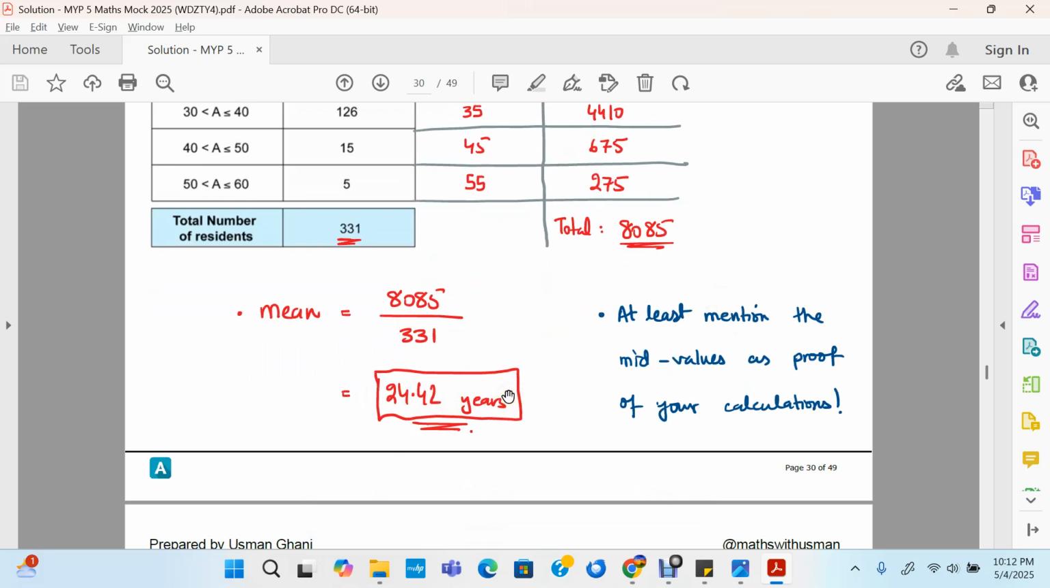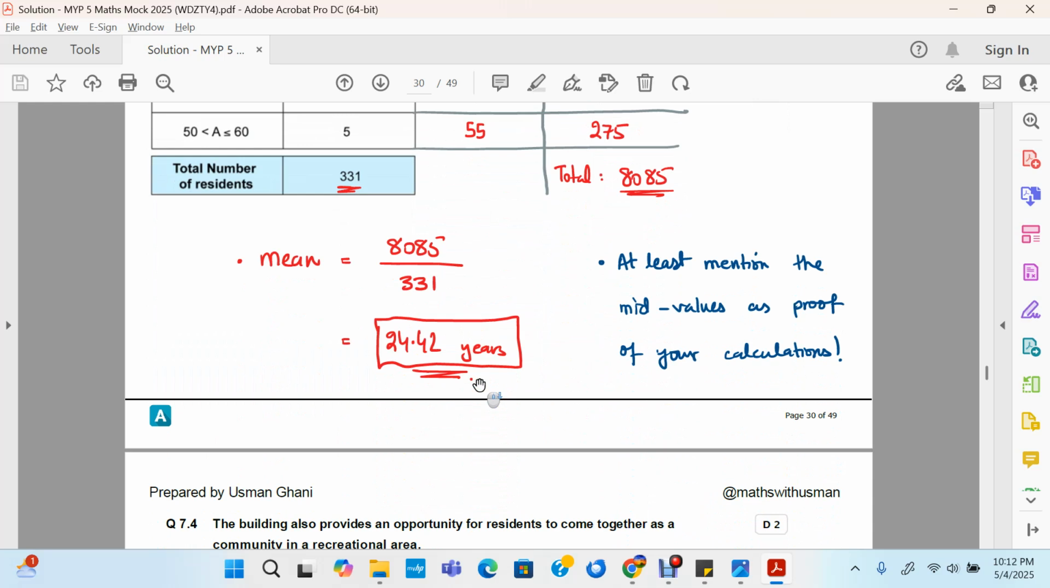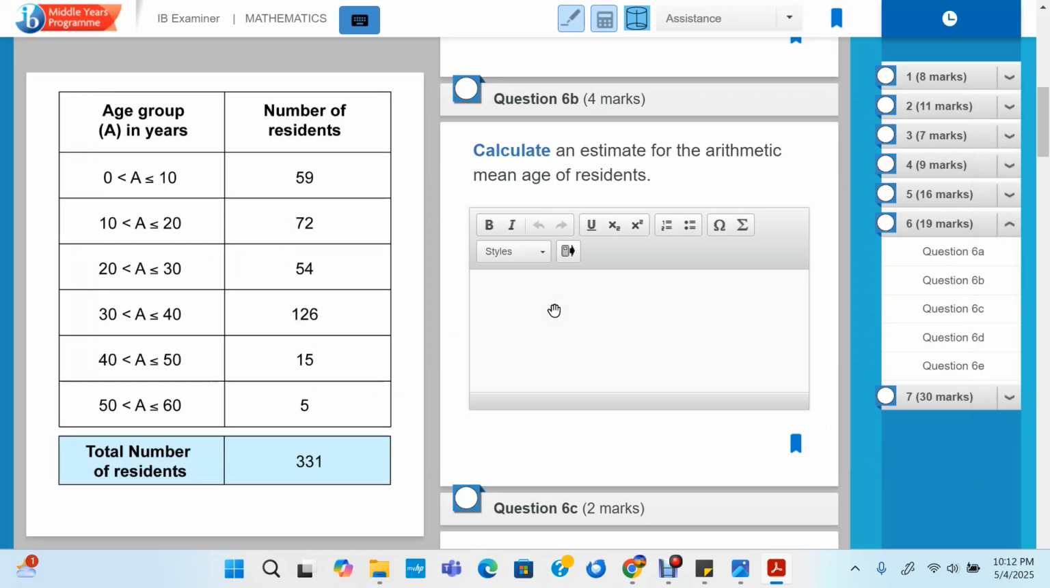Okay, it's like the third or fourth time this question has been repeated. Show the proof of the mid values, at least type them out. Don't draw the table if you don't want to, just type them out. Okay, this step is really important. All right, so we move forward.